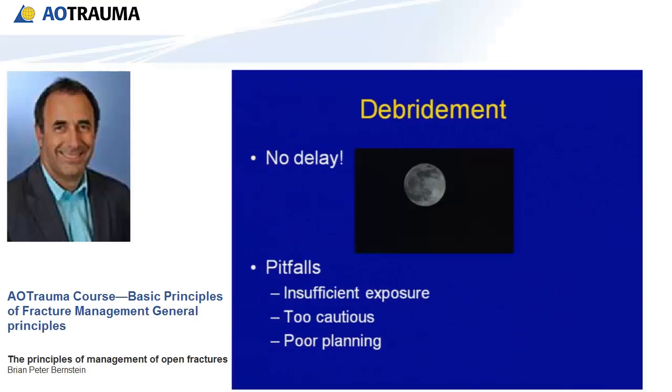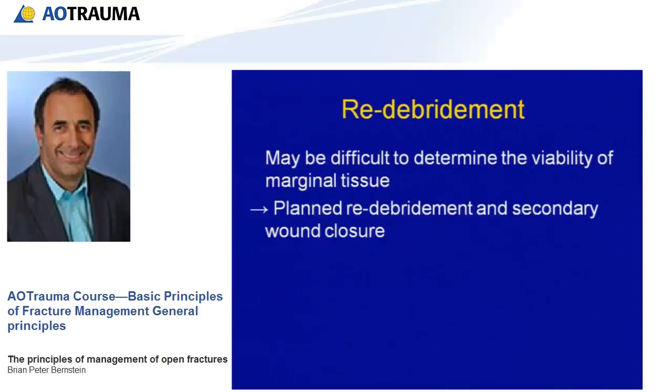The pitfalls are insufficient exposure, being too cautious at debridement, and poor planning when it comes to salvage at a later stage with regards to flaps and exoskeletons and things which I'll discuss. Despite the meticulous initial debridement, it may be very difficult to determine the marginal tissue. So do a planned, scheduled redebridement in 48 to 72 hours and secondary wound closure at that stage.